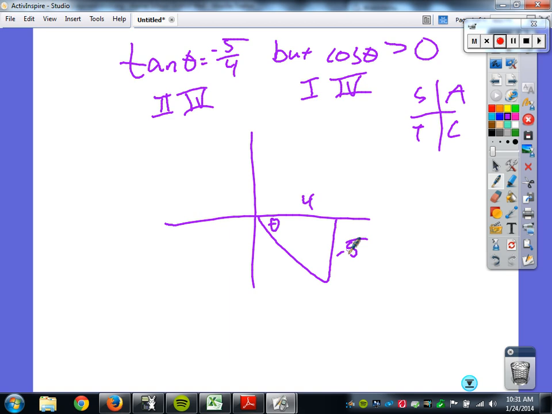So we do good old Pythagoras. This guy right here then will be square root of 41, because this is 16 plus 25, which is 41, and we can't break him down. And it won't be negative because it's a distance, it's a radius.